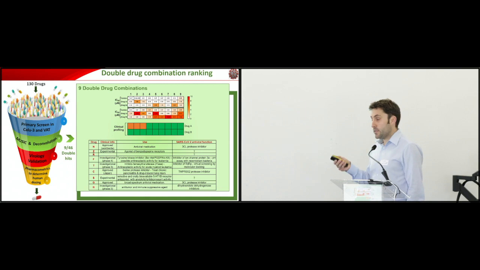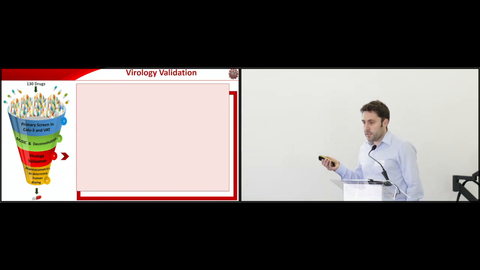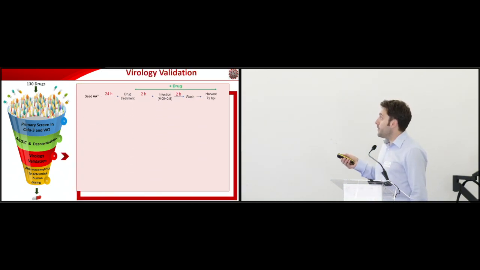So obviously, this was all done using the high throughput method. So we were interested in validating these using a more robust virology assessment. In this case we used A549 cells, or AAT cells, which are A549 overexpressing human ACE2 and TMPRSS2. These cells were incubated with the drugs for 2 hours before being infected at an MOI of 0.5. The virus was removed, and the cells were further incubated with the drugs for 72 hours.